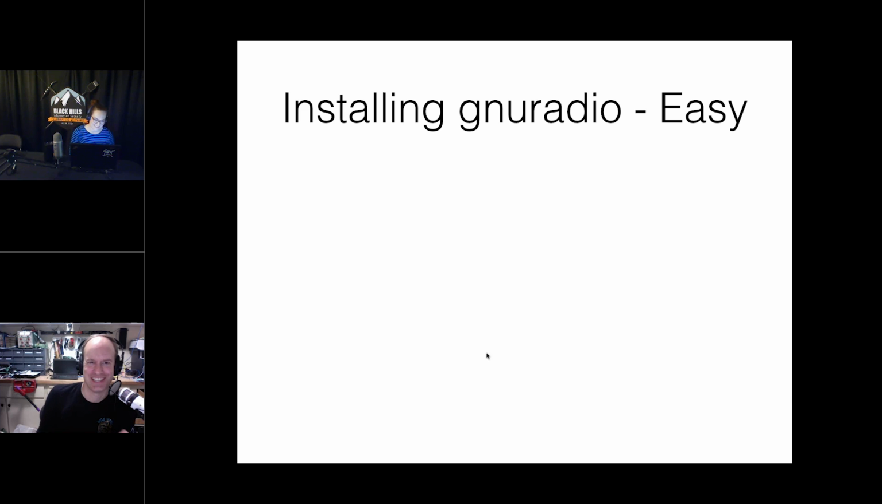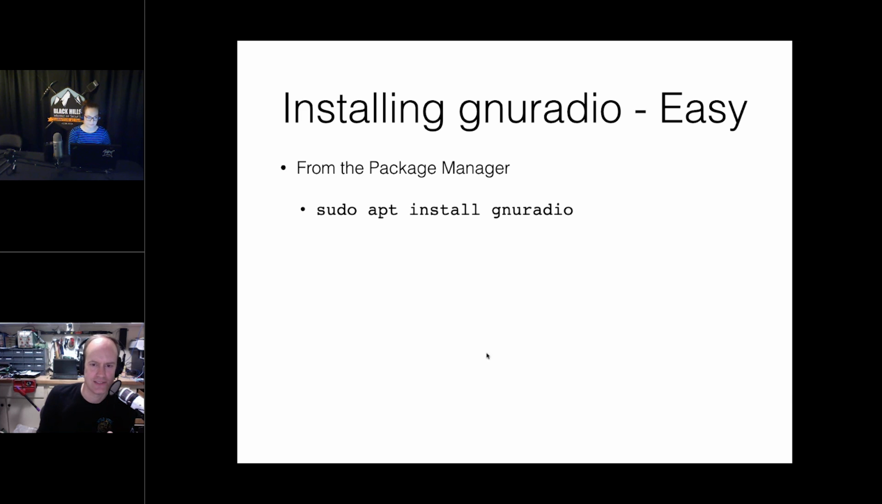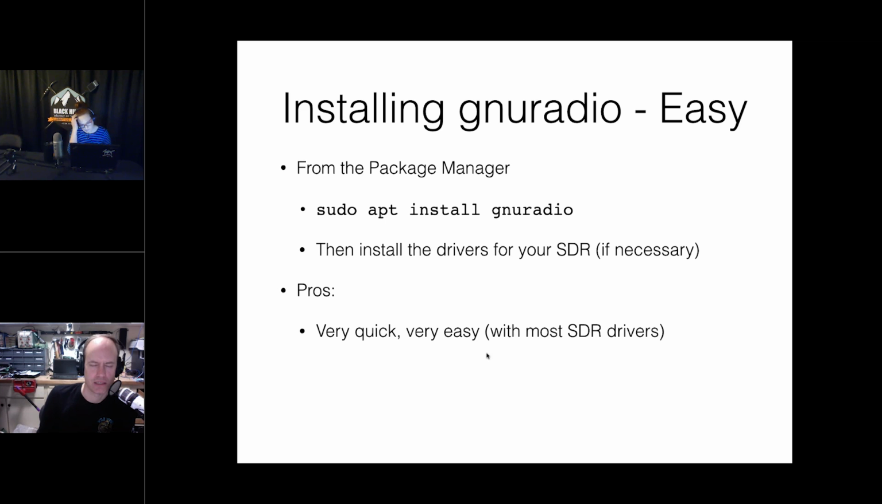So just quickly, how to install gnuradio. Easiest way, just use the package manager. It is going to give you basic functionality. You may have to install the drivers depending on which SDR you've got. Very quick and simple. You're done in 3 seconds, and you've got something you can work with.